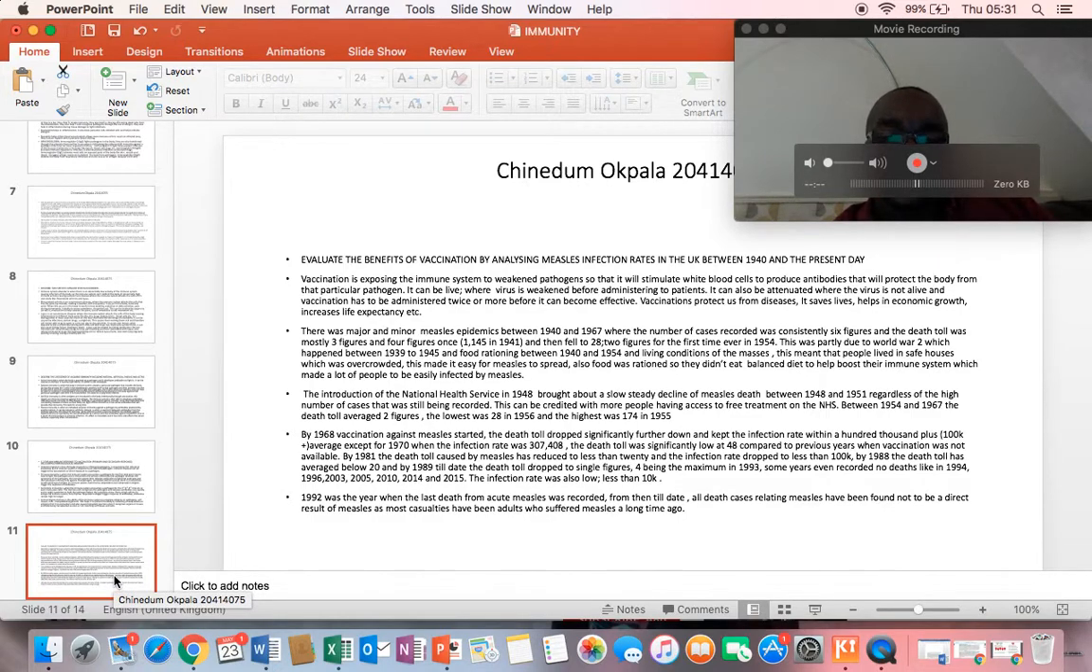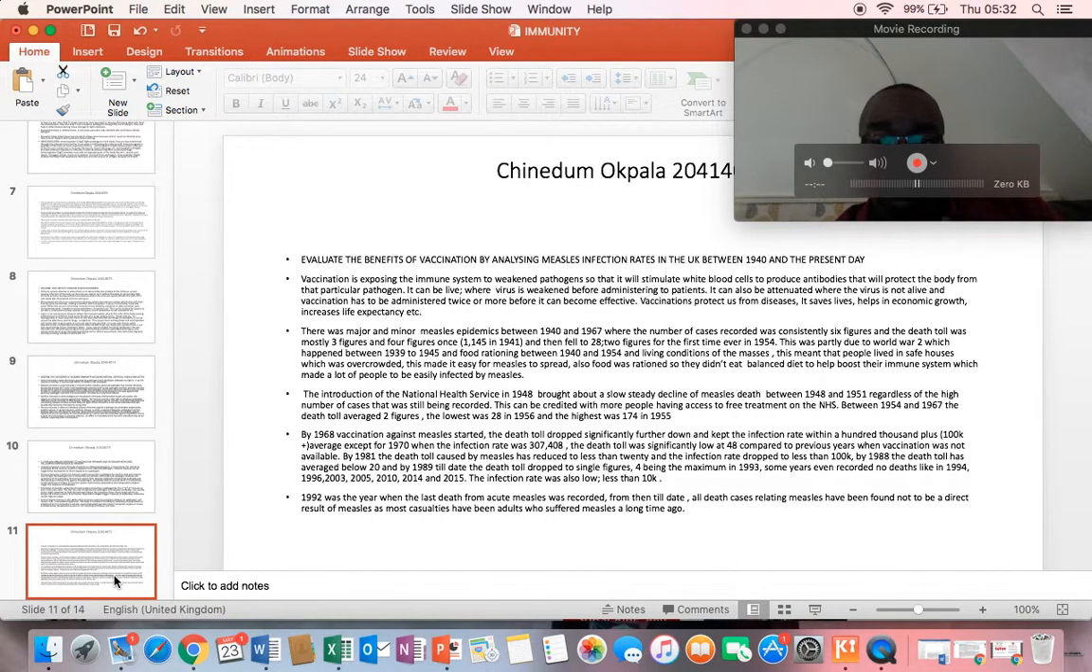Evaluate the benefits of vaccination by analyzing measles infection rates in the UK between 1940 and the present day. Vaccination is exposing the immune system to weakened pathogens so that it will stimulate white blood cells to produce antibodies that will protect the body from that particular pathogen. It can be live, where the virus is weakened before administering to patients. It can also be attenuated, where the virus is not alive and the vaccination has to be administered twice or more before it can become effective.